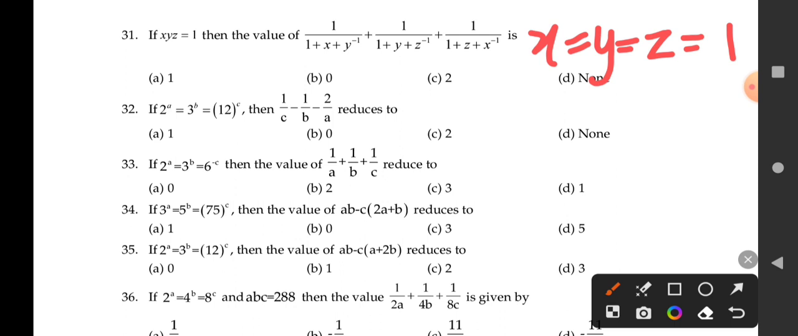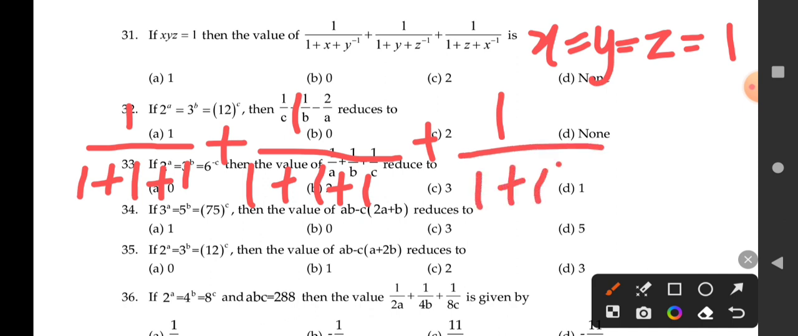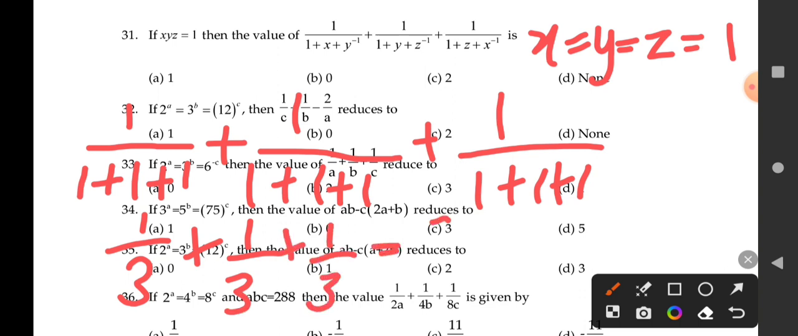The first term we get as 1 divided by 1 plus 1 plus 1. Similarly, the second term 1 plus 1 plus 1, and the third term also 1 plus 1 plus 1. So 1/3 plus 1/3 plus 1/3 is 3 by 3, which equals 1. Option number A.